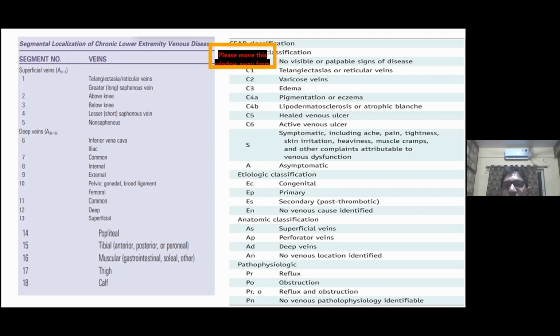complications attributable to venous dysfunction. A is asymptomatic. Etiology classification: EC congenital, EP primary, ES secondary, EN no venous cause identified. Anatomic distribution: AS superficial veins, AP perforator veins, AD deep veins, AN no venous location identified. Pathophysiologic: PR for reflux, PO for obstruction, PRO obstruction and reflux, and PN no venous pathophysiology identifiable.